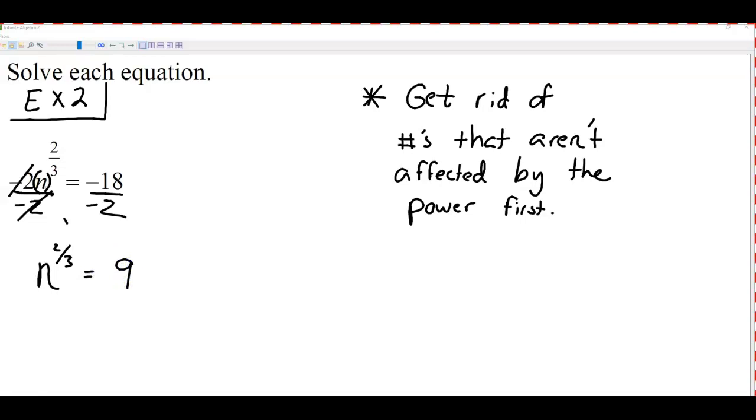After that, look at that problem. That looks like just what we did, right? So basically, get rid of the numbers that aren't affected by the power. After that, it should be just like the other ones that we did.